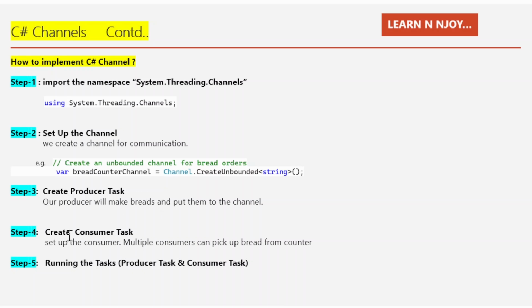Step number 4, create consumer task. In this step we need to set up the consumers. So in our example, multiple consumers can pick up the bread from the counter.